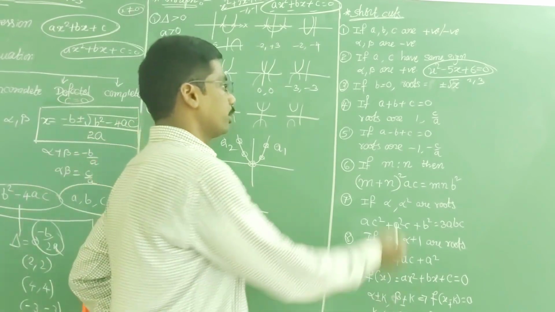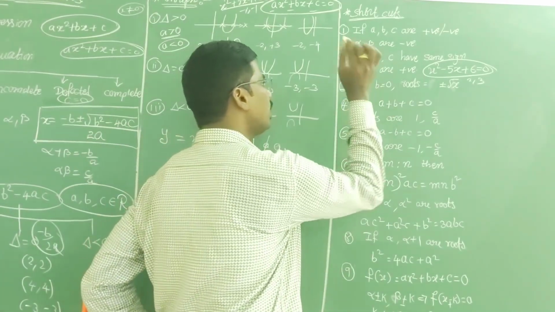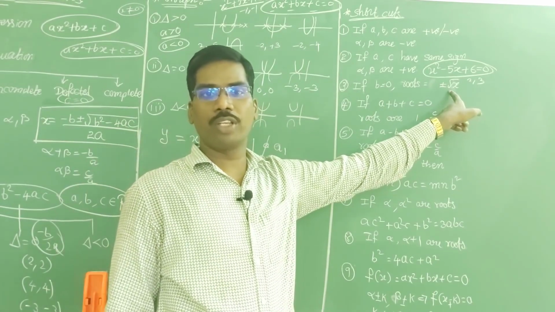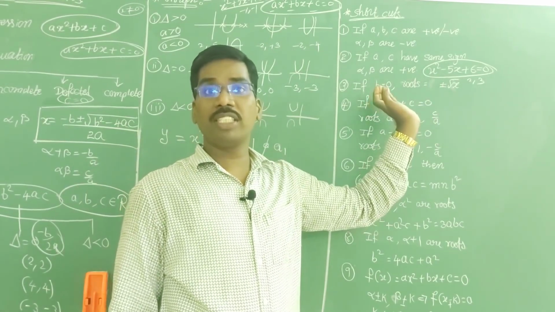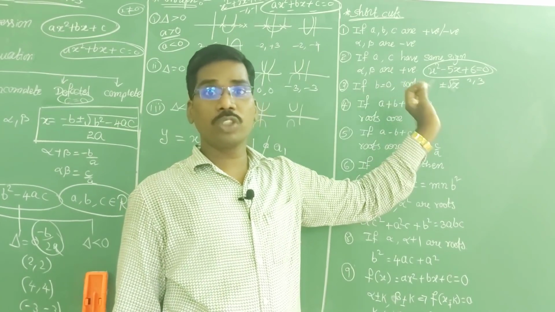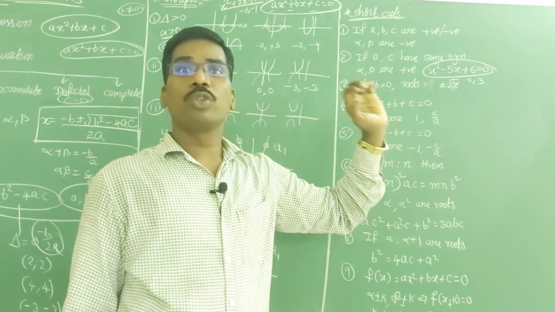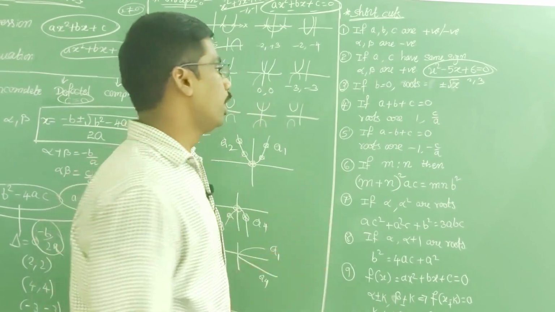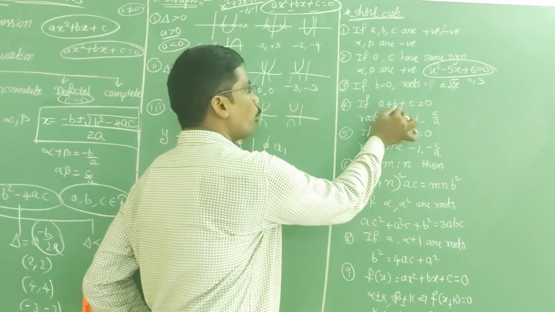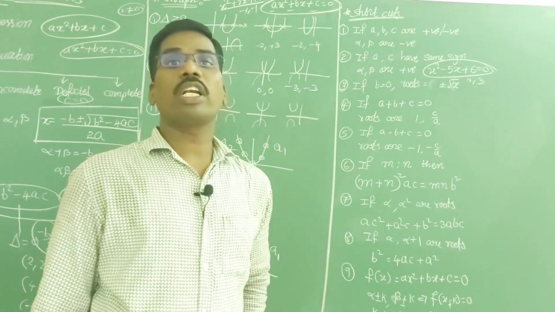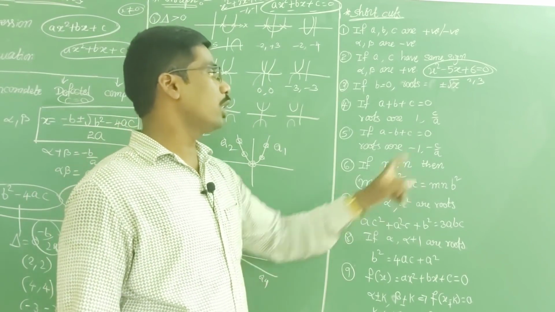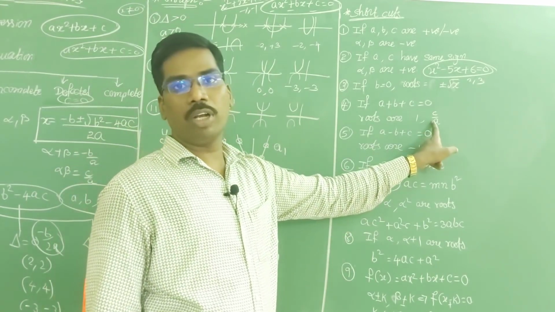Very easy. Next. If b is equal to 0, then the roots will be plus or minus root values. Remember, if b is equal to 0, it is a pure quadratic equation, and the roots will be equal irrational numbers in opposite signs. Next, if the sum of the coefficients of the quadratic equation is 0, then the roots are 1 comma c by a. Remember this one.